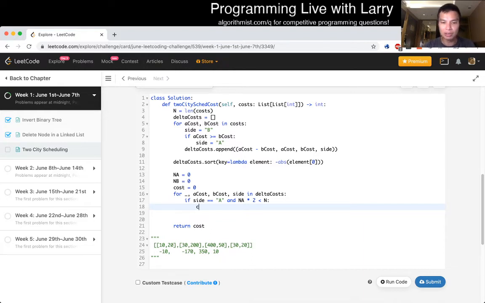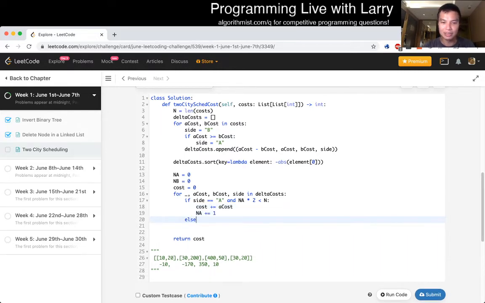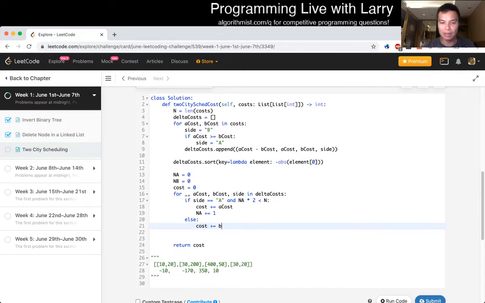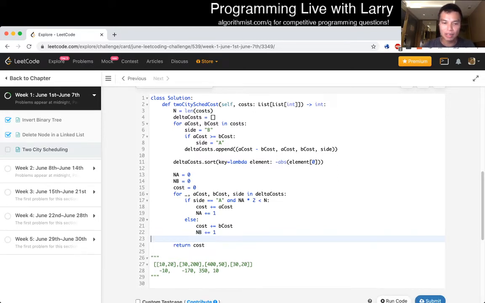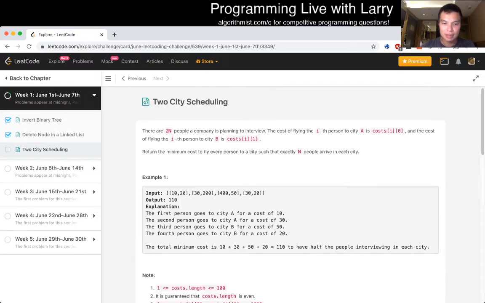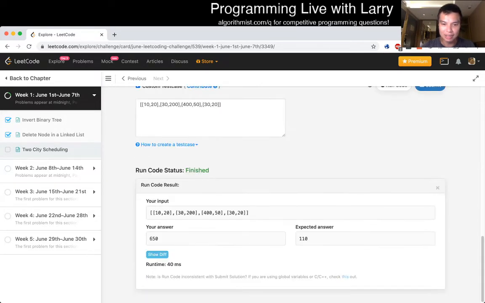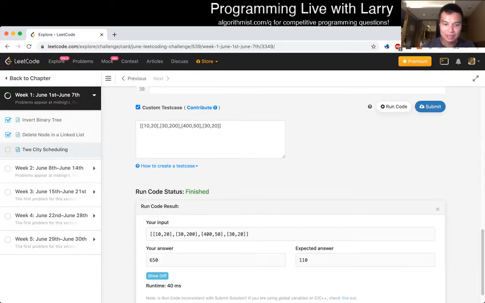So then now we just do cost. We're going to put this in A. Let's increment NA, and then else cost is equal to B cost, and then NB. As you can see, we don't actually use this, but we'll just keep it in there for symmetry and possibly debugging. So let's run this real quick. There are no second test cases. Ooh, 650. That's not great.